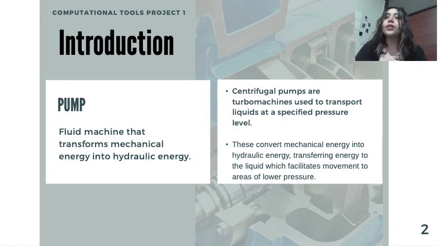A pump is a fluid machine that transfers mechanical energy into hydraulic energy. On the other hand, centrifugal pumps are turbo machines used to transport liquids at a specific pressure level. These convert mechanical energy into hydraulic energy, transferring energy to the liquid, which facilitates movement to areas of lower pressure.